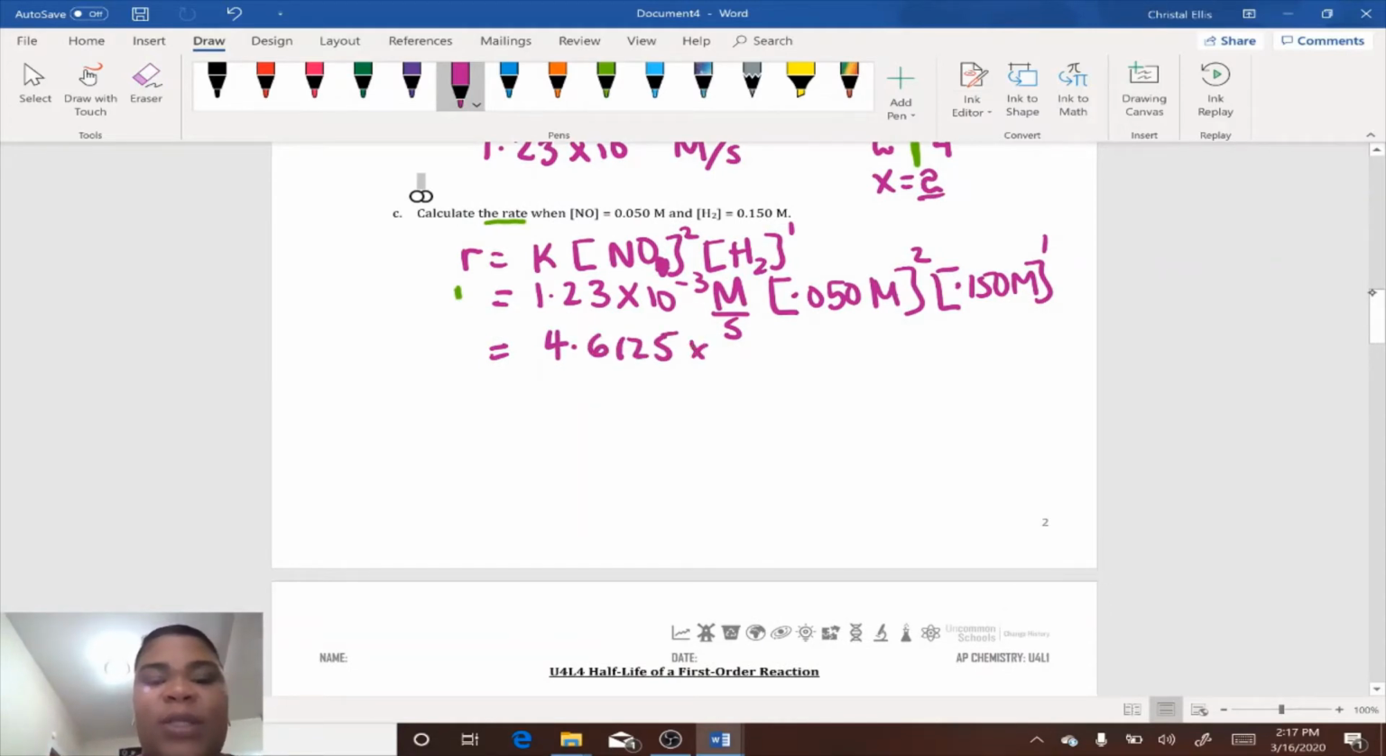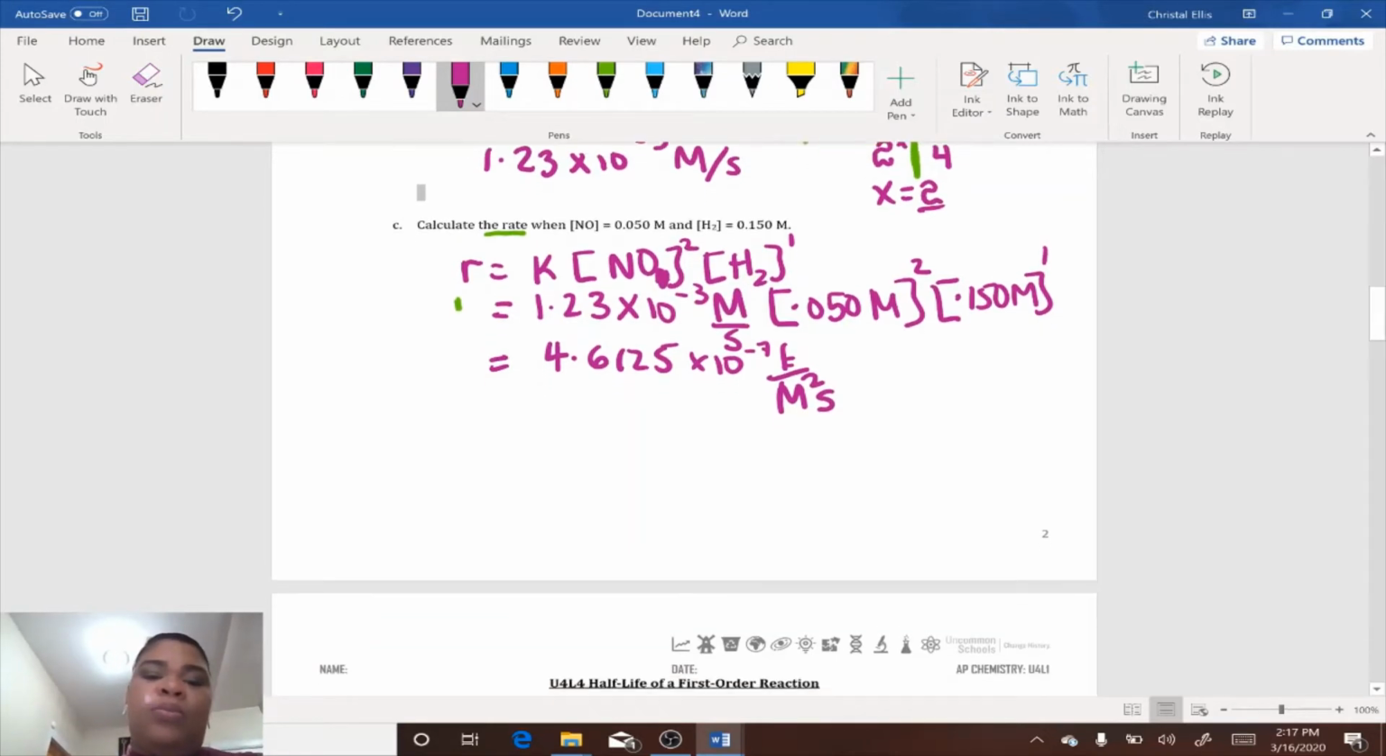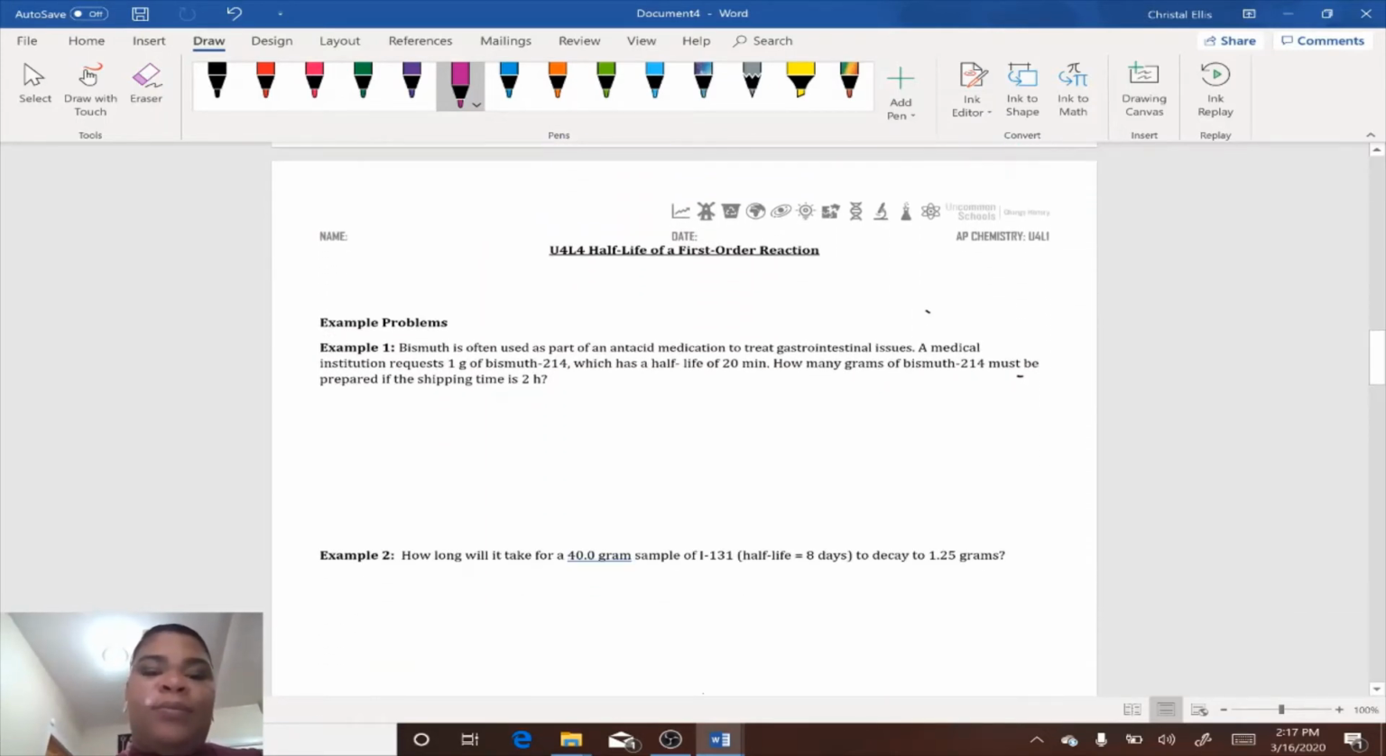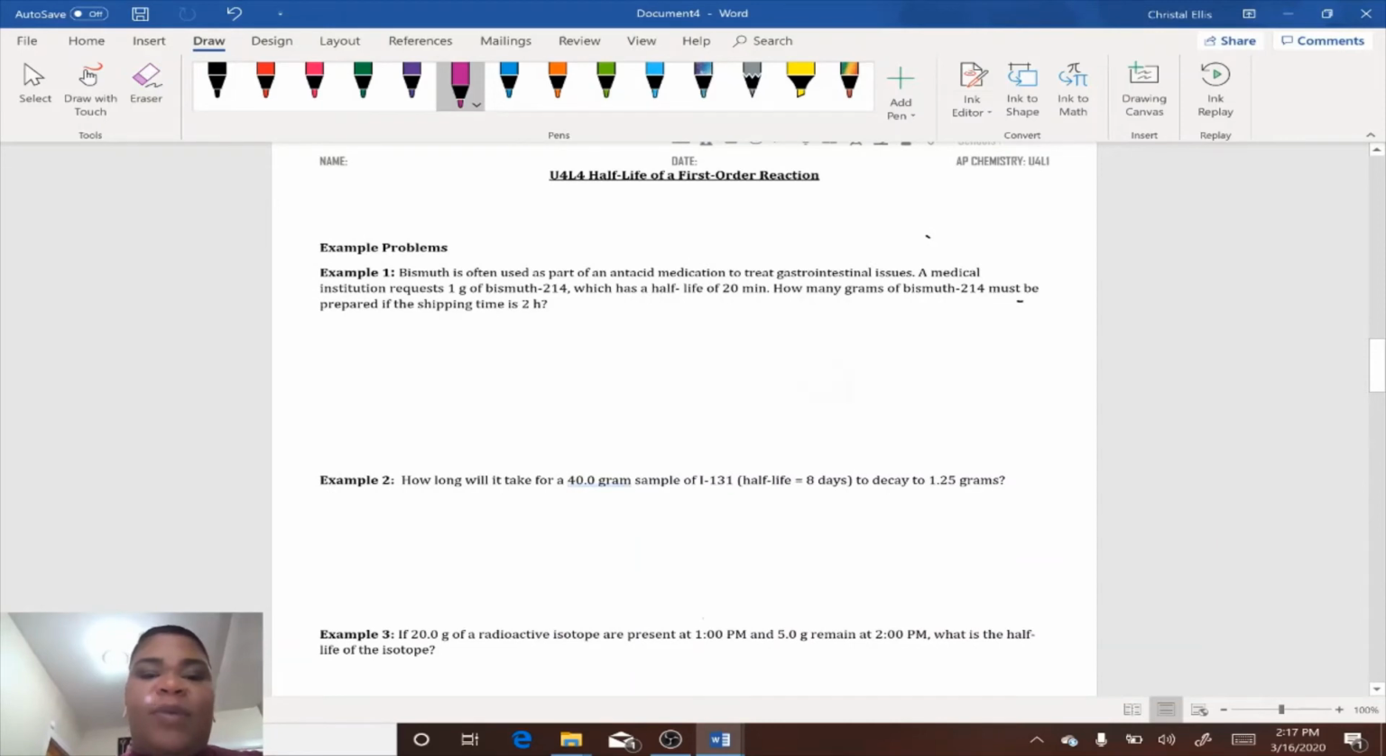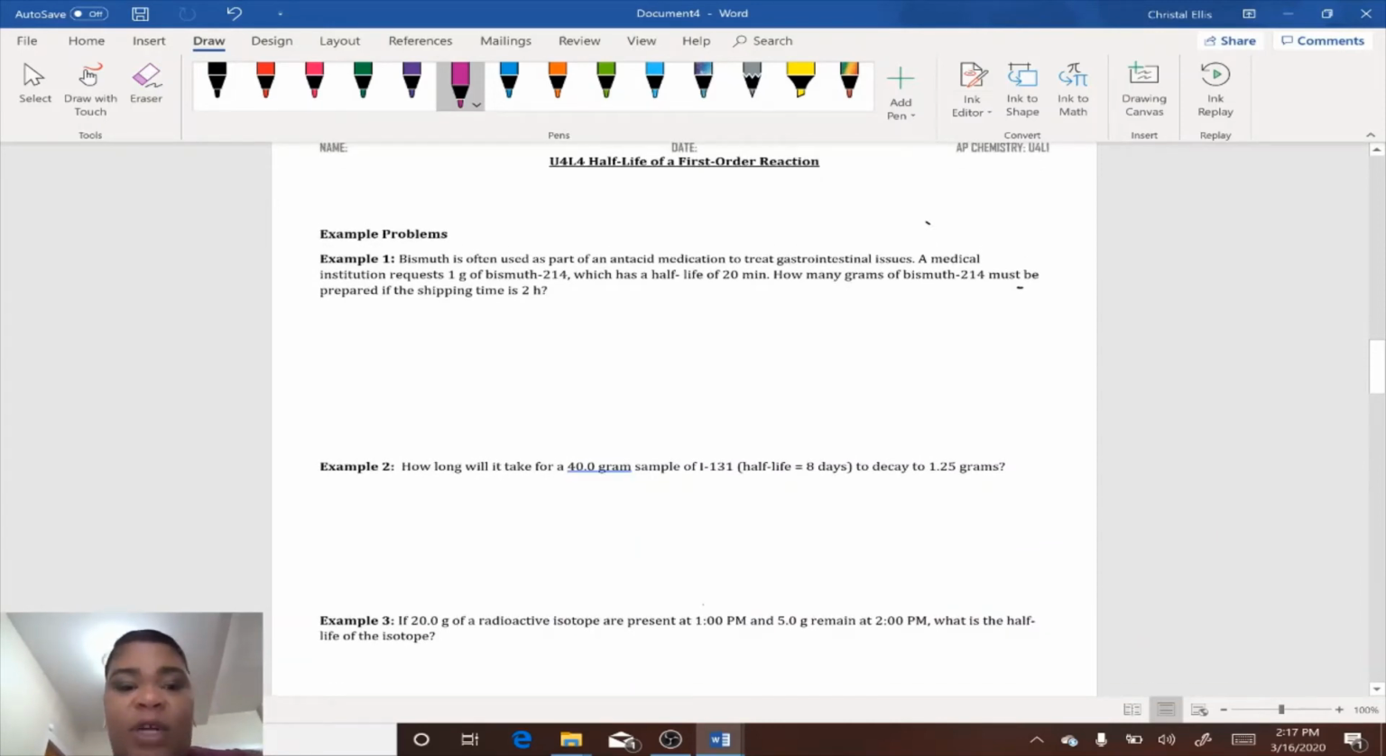4.6125 times 10 to the minus 7 equals, with the units of 1 over m squared s. And that's it for C. So I'm going to go over some half-life problems because that was lesson 4.